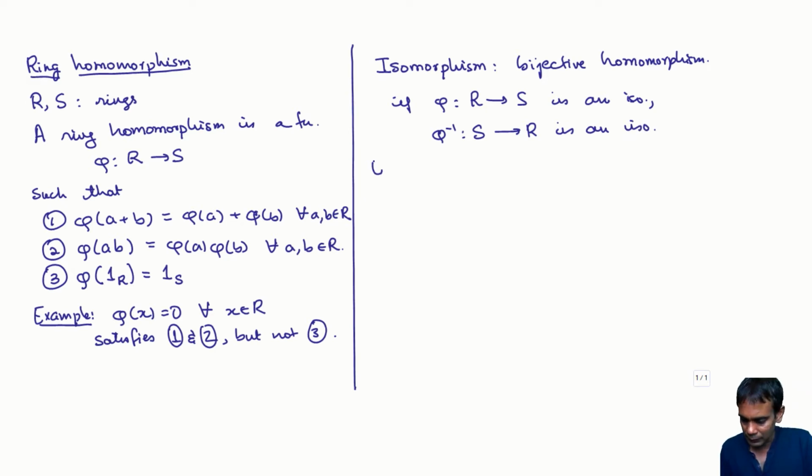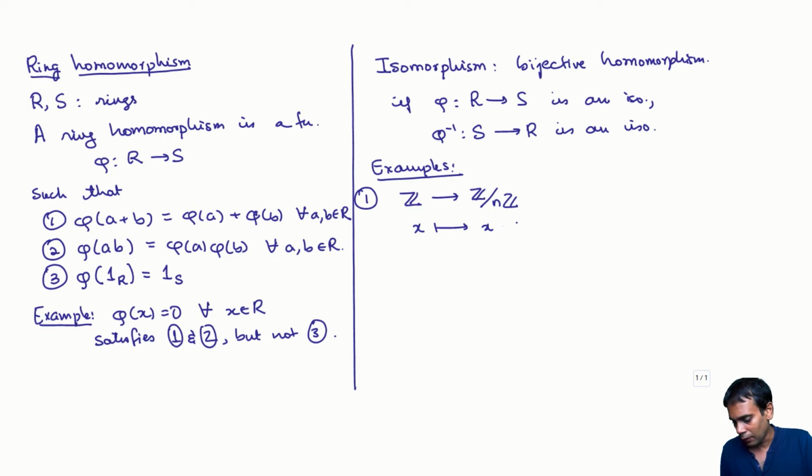Okay, let's look at some examples. So we had the group Z, and we had the group Z mod NZ, and while studying groups, we had seen that the homomorphism which takes X to X mod N, the residue class of X mod N, which I can write as X plus NZ, is a group homomorphism, but this is also a ring homomorphism. Because residue classes are respected under addition and multiplication, and the residue class of 1 goes to 1.